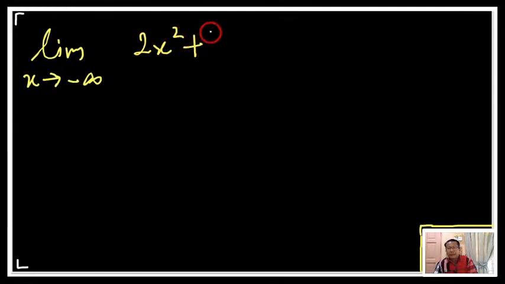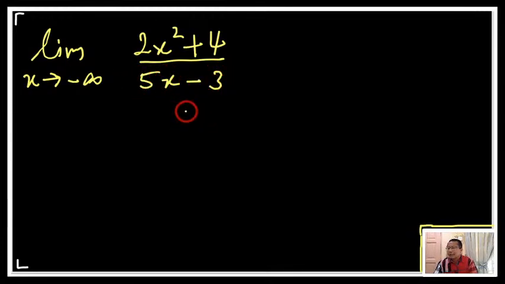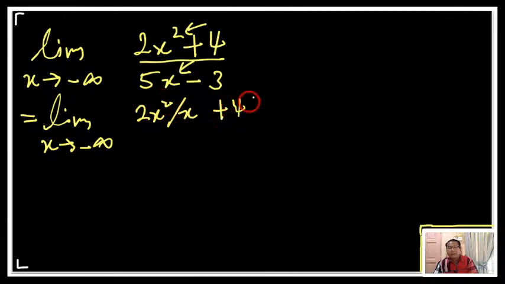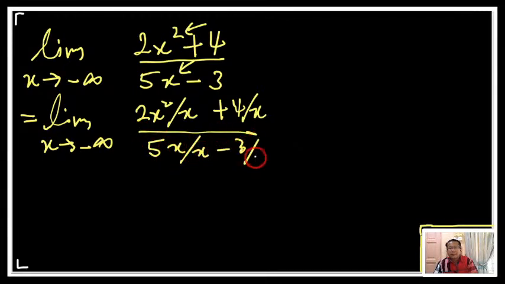Now we have the limit as x approaches minus infinity of (2x squared plus 4) over (5x minus 3). Let's see, this one has power 2, this one power 1. So divide by x from the denominator, not x squared, x. So this one is limit x approaches minus infinity, 2x squared over x plus 4 over x, over 5x over x minus 3 over x.